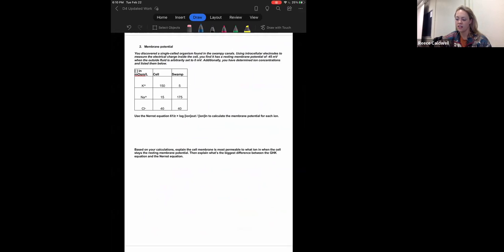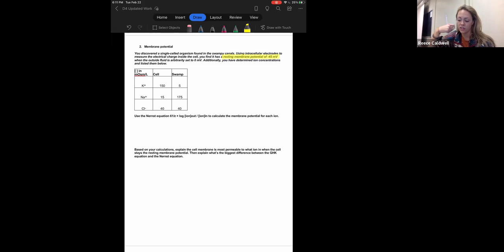I know this question probably looks big and scary, but I promise you it's actually extremely easy. What we're looking at here is some single-celled organism and some swampy canal. It's stated that it has a resting membrane potential of -45 millivolts, and the outside fluid is 0 millivolts. We took some ion measurements, some concentrations below, of the cell itself and the swamp.